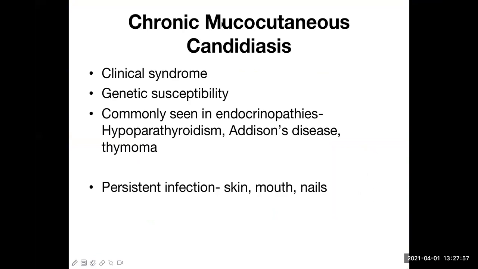Now, let's move further. We are coming towards the end of this class now. This is chronic mucocutaneous candidiasis, and this is actually a clinical syndrome which may occur in a different member of the family as an autosomal recessive disorder. It has genetic susceptibility, and one very important point here is it is seen commonly with endocrinopathy. Multiple disorders of the endocrine glands like hypoparathyroidism, Addison's disease, and even thymoma.